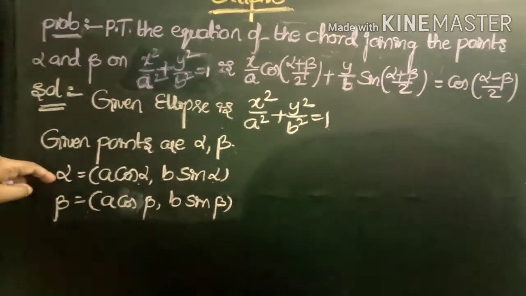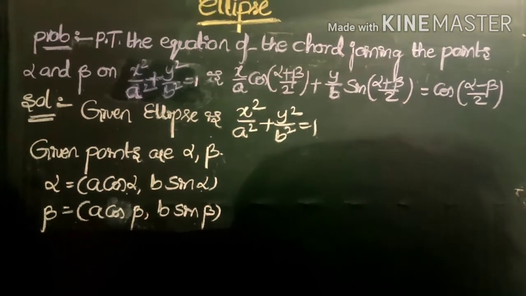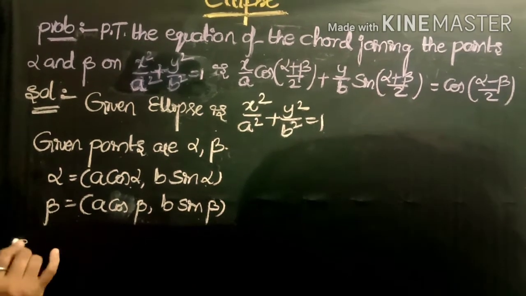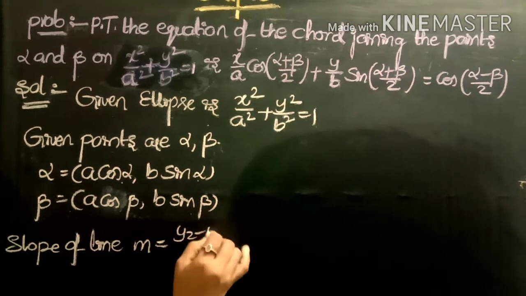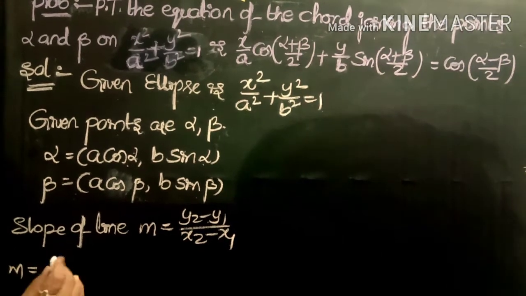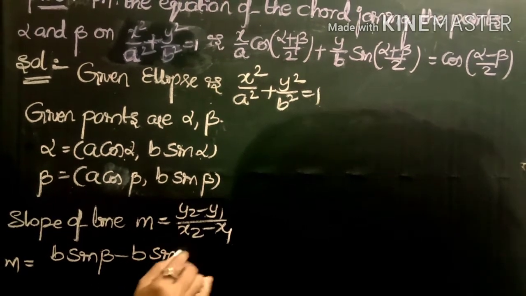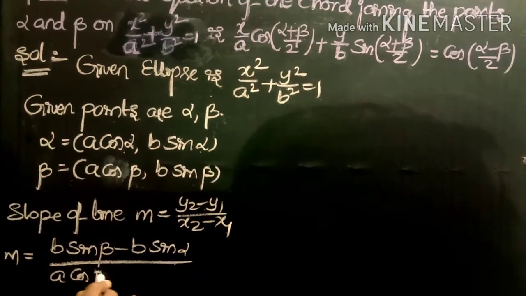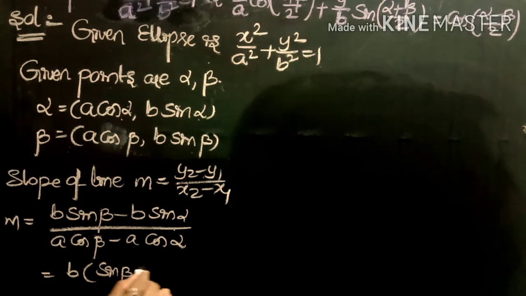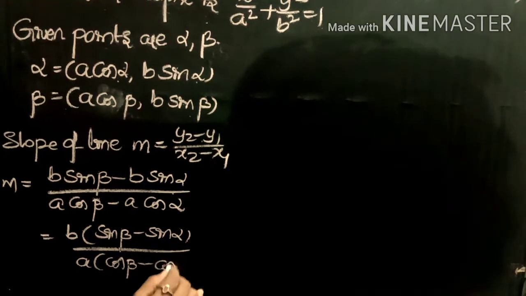The equation of the chord means we want to find the equation of the line passing through these two points. So what is the formula? y minus y1 is equal to m into (x minus x1). To find the equation of the chord, first we find the slope value. That is, slope of the line is equal to, the formula is (y2 minus y1) by (x2 minus x1). Now replacing the values, this is x1, y1 and this is x2, y2. So this is equal to (y2 minus y1) by (x2 minus x1), that is (b sin beta minus b sin alpha) by (a cos beta minus a cos alpha), and this is equal to, taking b common here, b into (sin beta minus sin alpha) by, taking a common here, a into (cos beta minus cos alpha).